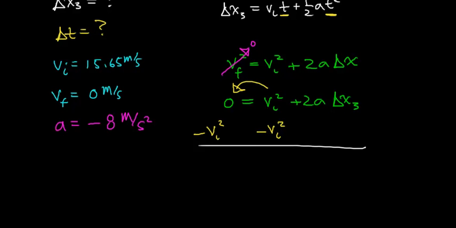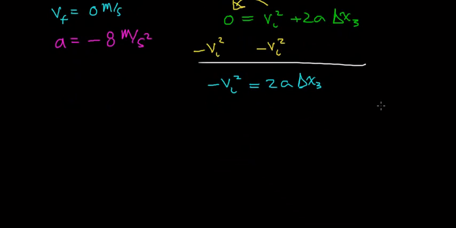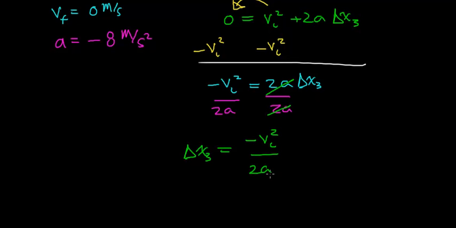And what you should see is you get minus the initial velocity of the car squared equals 2 times the acceleration of the car times the distance that this car travels while it's slowing down. Now the last thing that we're going to do is divide both sides by 2 times the acceleration. What you do to one side, you have to do to the other. And what you should see is that this term cancels out with this term, and you get the distance that this car travels, this delta x3, while it's slowing down is going to equal minus the initial velocity of the car squared divided by 2 times the acceleration of the car, that is how fast this car is slowing down.